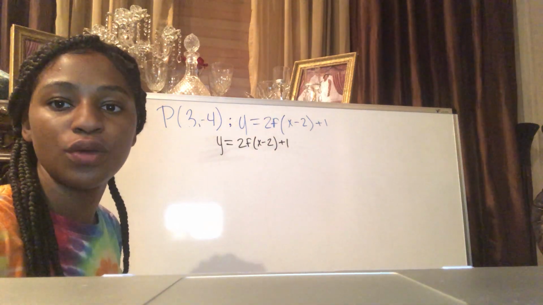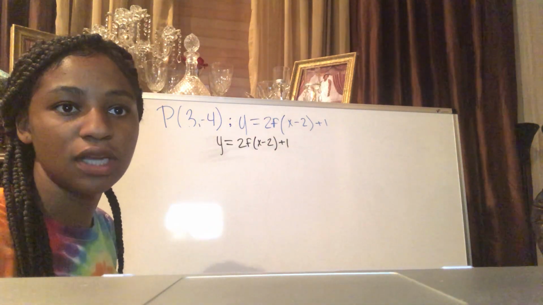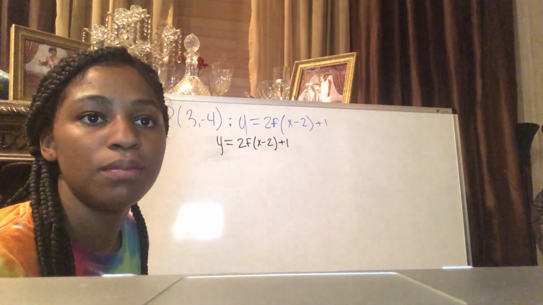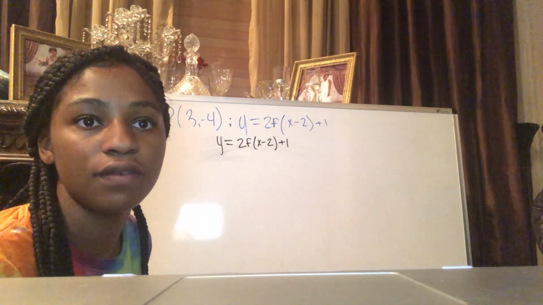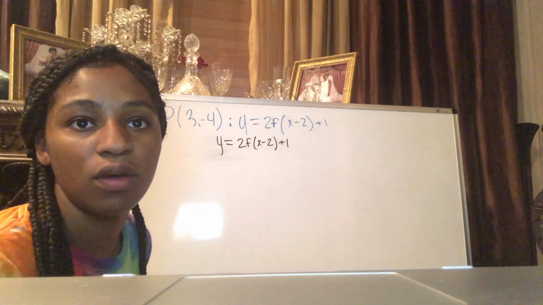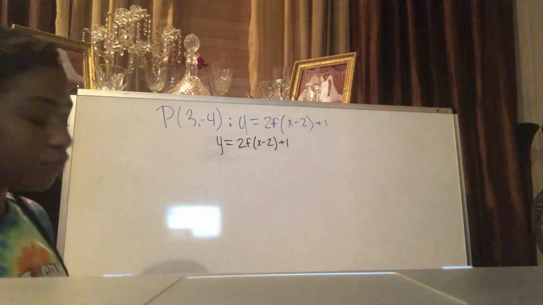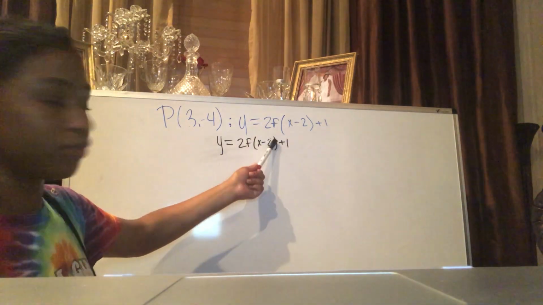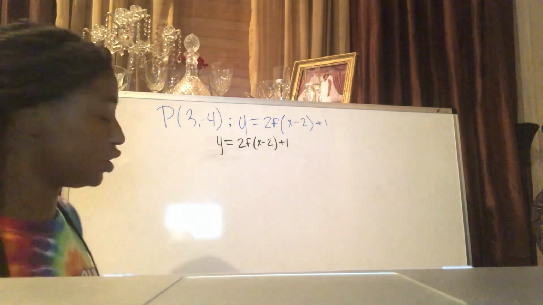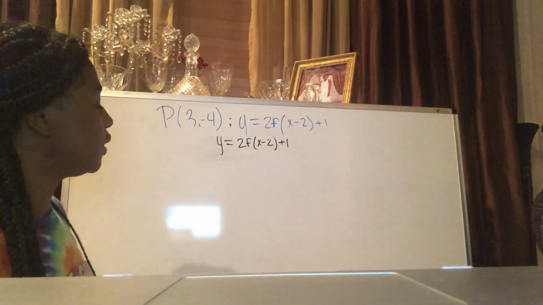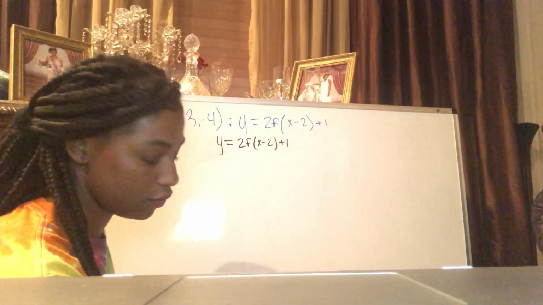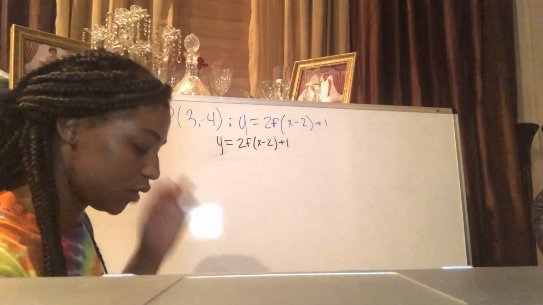Hey everybody, so the problem that I'm doing today is number 8 on the homework, and it says if the point P is on the graph of a function f, find the corresponding point on the graph of the given function. So basically they gave us a point and an equation or function, as you can say.